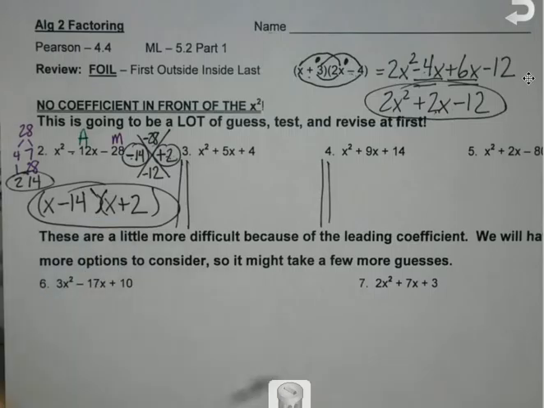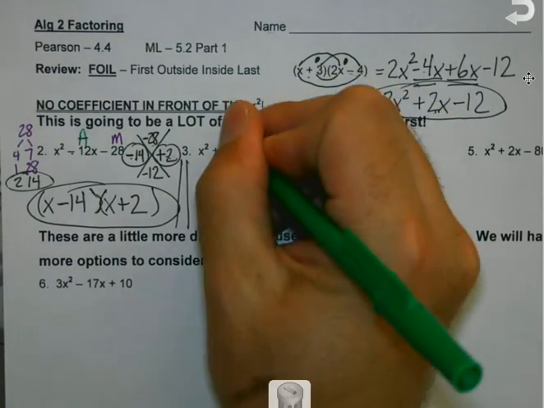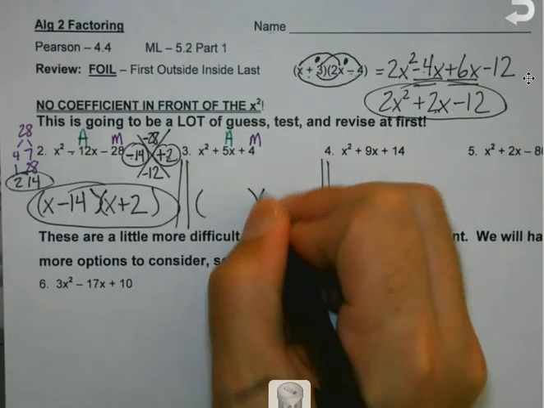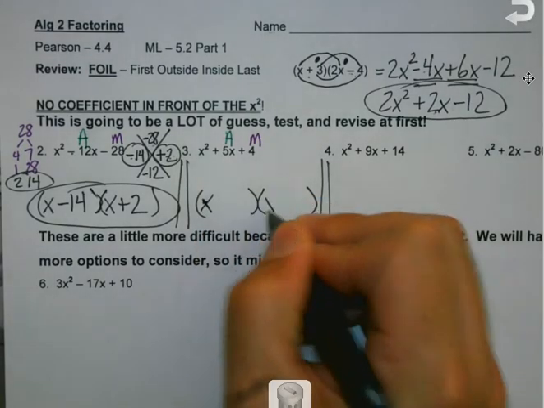Now, sometimes I personally think that I don't need a diamond. We'll see if I'm correct here. Two numbers that multiply to 4 and add up to 5.